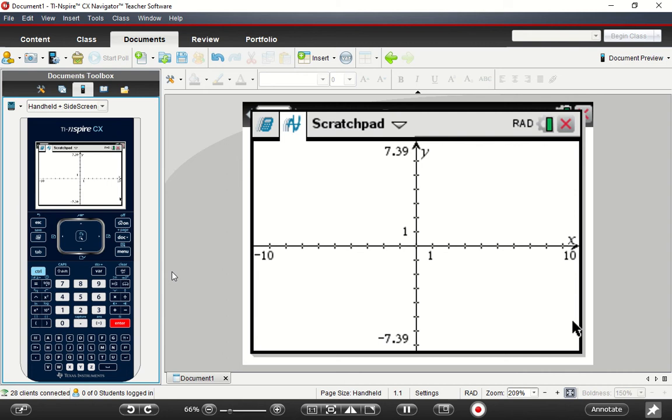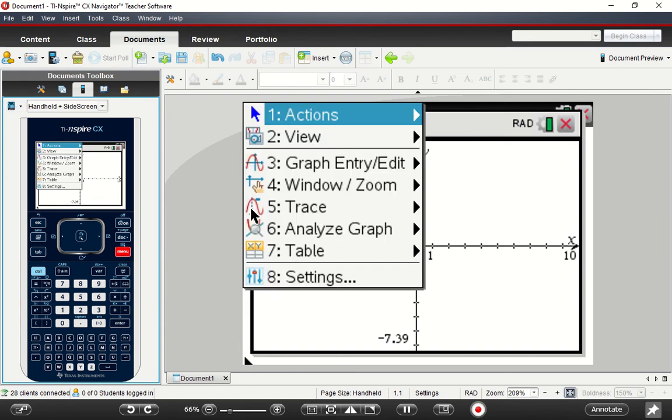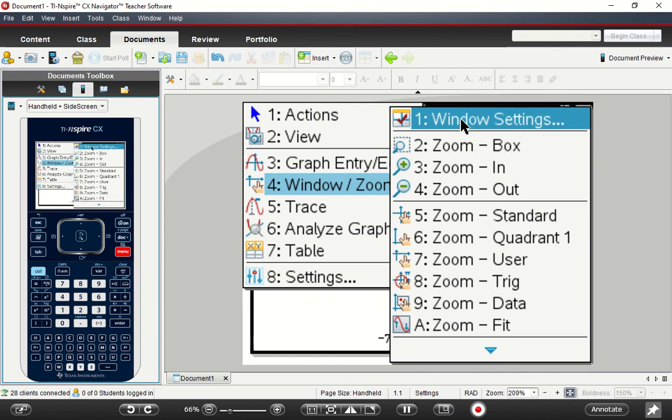Expand your window. Is this what everyone got here? Yeah, just expand screen. What's wrong? Our window is too small. Yes, change your windows. For those people that are following along and having trouble with your calculator, make sure you write down the steps. Menu. Window. Window settings.